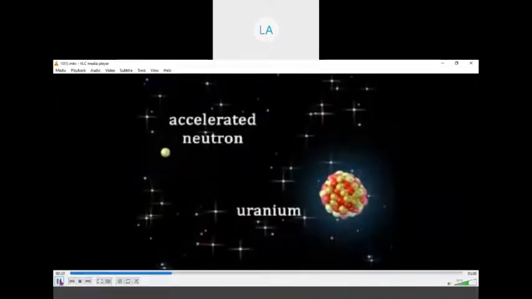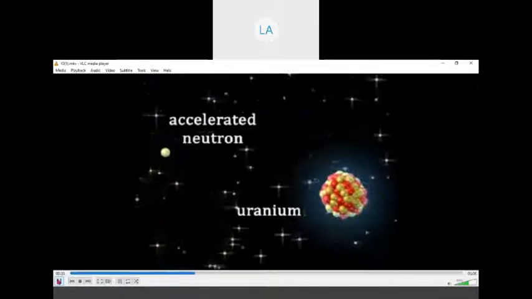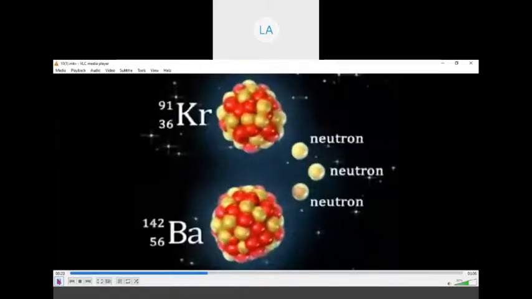The fission of uranium-235 is initiated when a neutron traveling with enough velocity collides with a uranium nucleus. See how many products are there? Two daughter nuclei are there. A heavier nucleus bombarded with a neutron, and two new nuclei are formed: krypton and barium.